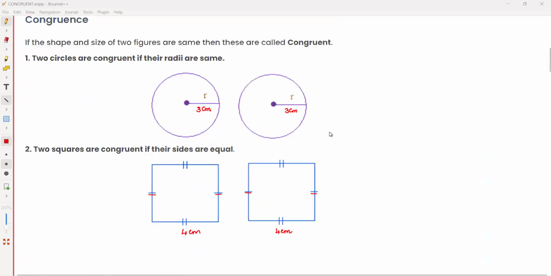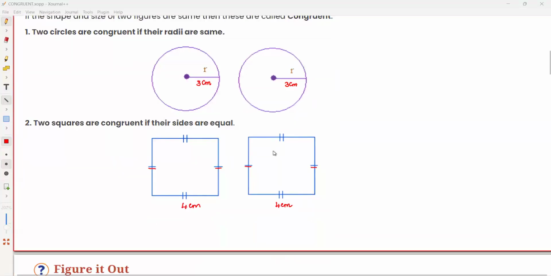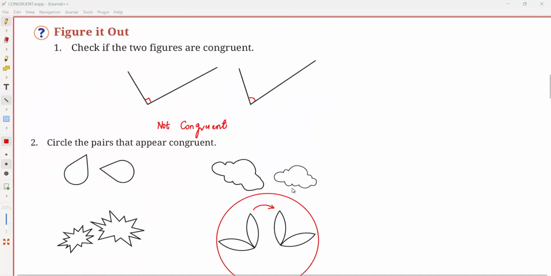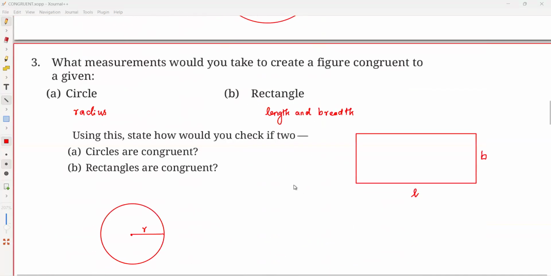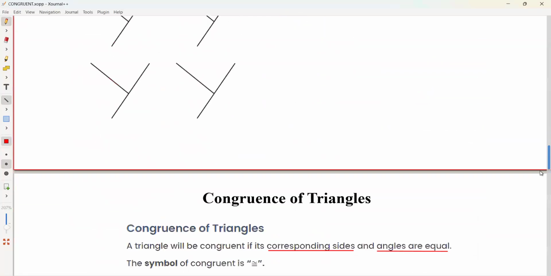For circles, if two circles are congruent, they should have the same radius. Two squares are congruent if they have the same side. Right? So like this, we have learned it. This is all we have done in the first class.